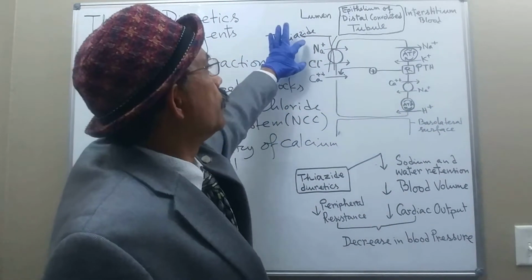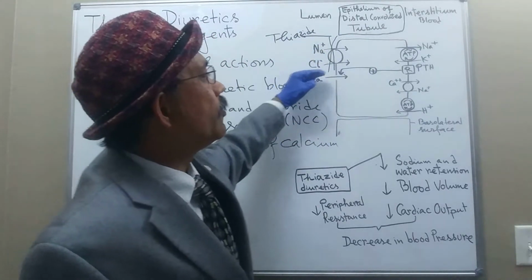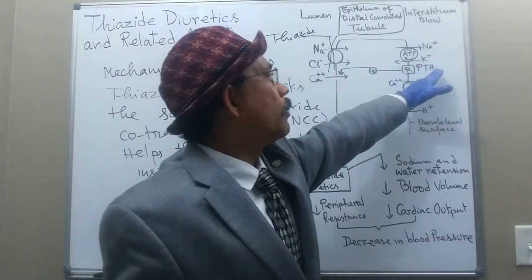So again, sodium chloride cannot get in. Sodium chloride is going through the lumen. Calcium is getting in, so calcium will go to the blood.